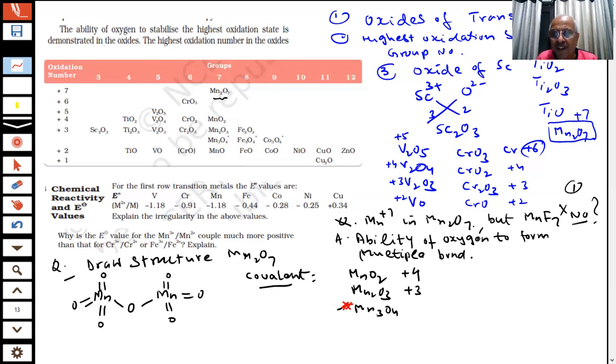This question has been asked. What is the oxidation number of manganese here? How do you calculate the oxidation number? In Mn3O4, 3x minus 8 equal to 0. What is x? x is plus 8 by 3. Now the trouble starts. But oxidation number cannot be a fraction. That is why the question was asked in the paper, students.